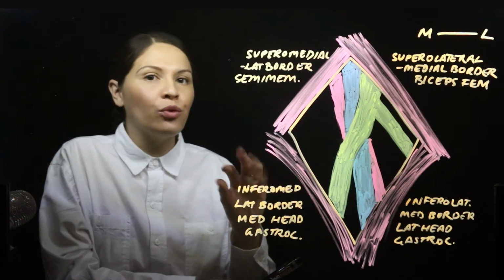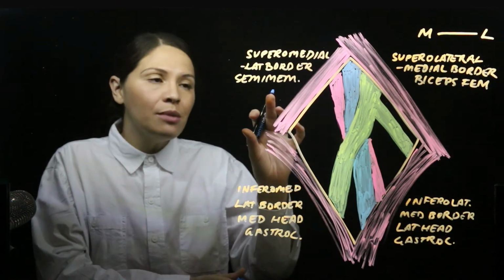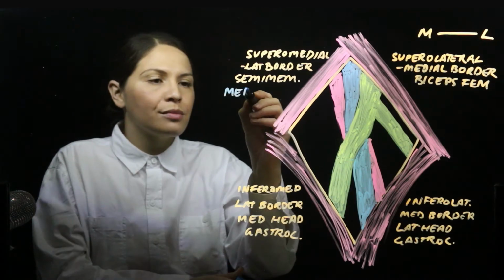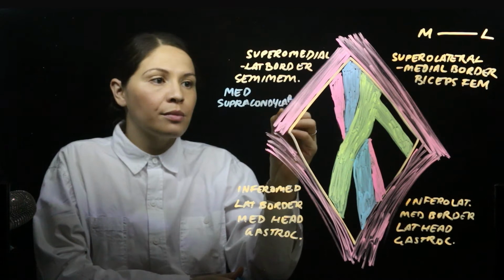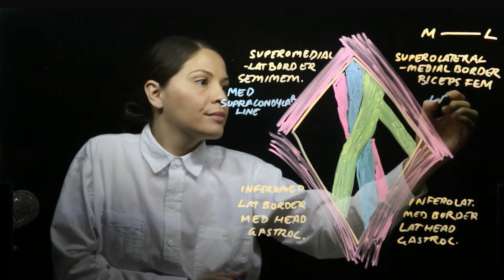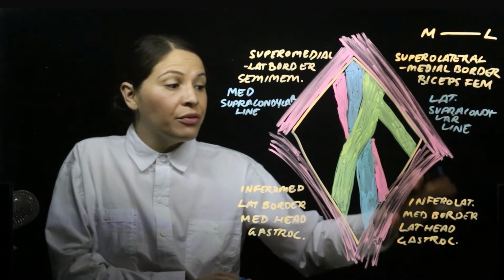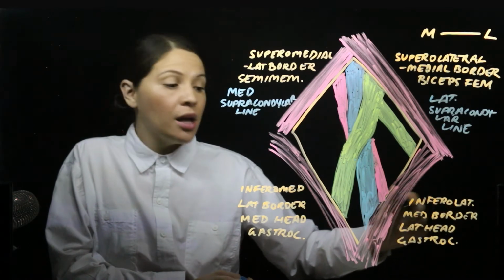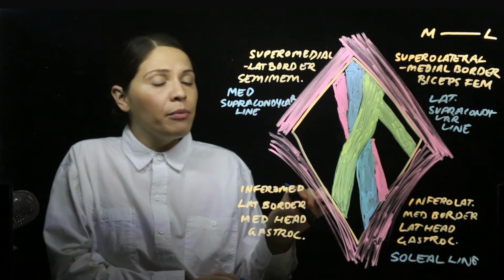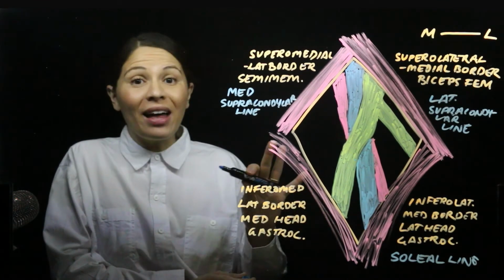And I also mentioned before that there are deep boundaries. So for the superomedial boundary, the deep, it will be the medial supracondylar line. And then on the other side, we'll have the lateral supracondylar line. Down on the inferolateral boundary, we will have the soleal line from the tibia. And for the inferomedial, there are no bony landmarks. So it'd be more like an imaginary line at that level.